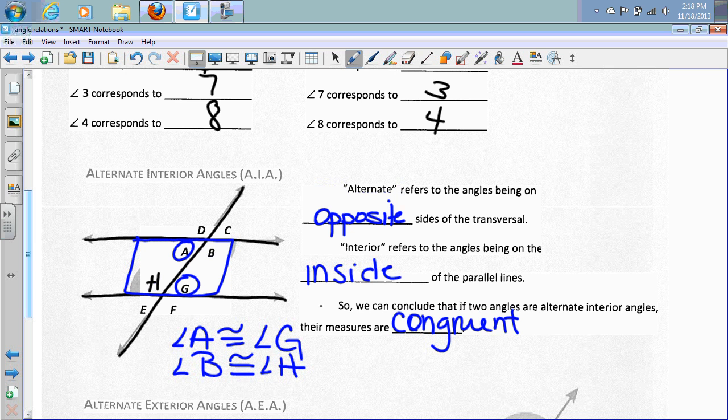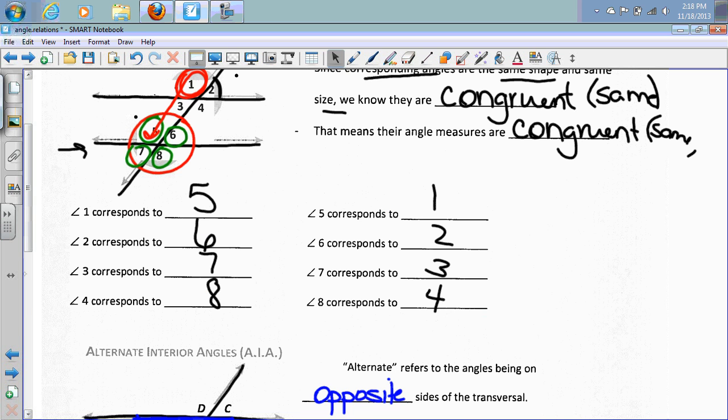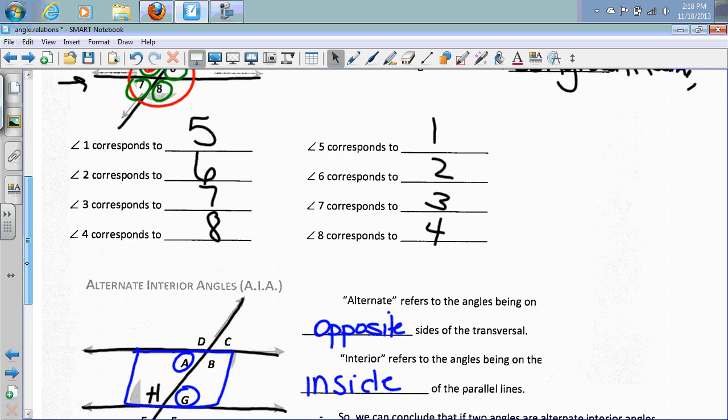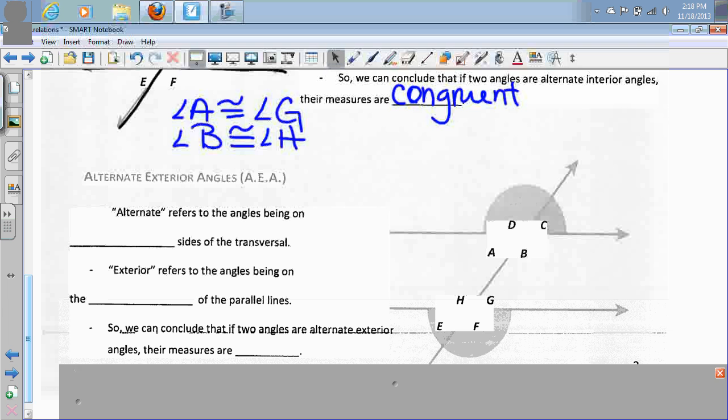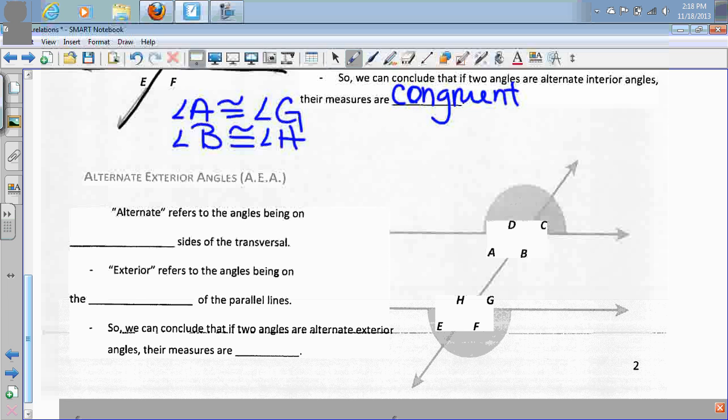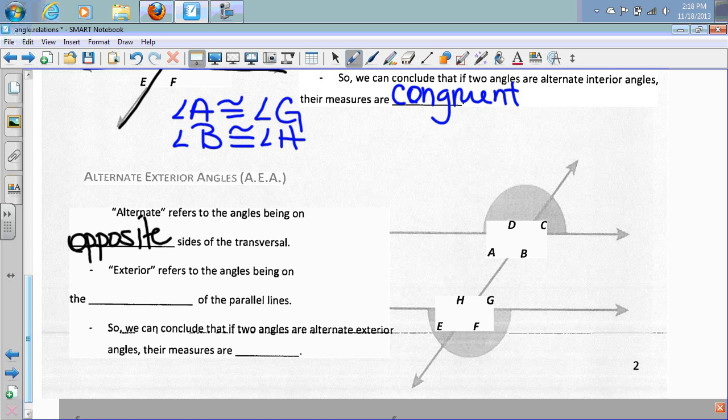Alternate exterior angles is our last one. Alternate, again, means what? On opposite sides of the transversal. Exterior means outside. So just like alternate interior angles, we can conclude that if two angles are alternate exterior, their measures will also be congruent.